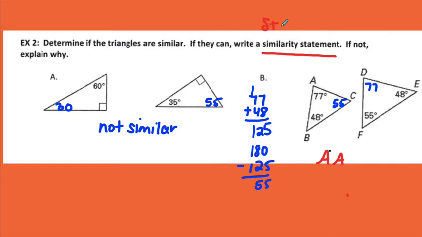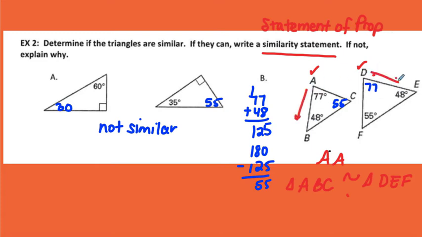Then it says write a similarity statement. That's the same thing as a statement of proportionality. Okay, it's the same thing, just different wording. So I would say triangle ABC is similar to triangle DEF. Now make sure you correspond. I saw 77 in A, that's where I started, and then I went towards 55, so I had to go towards 48 for B, even though it's kind of disorienting.